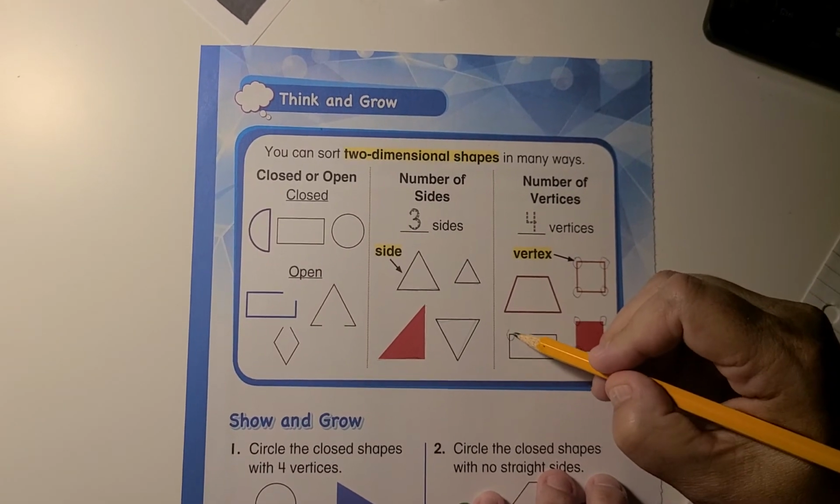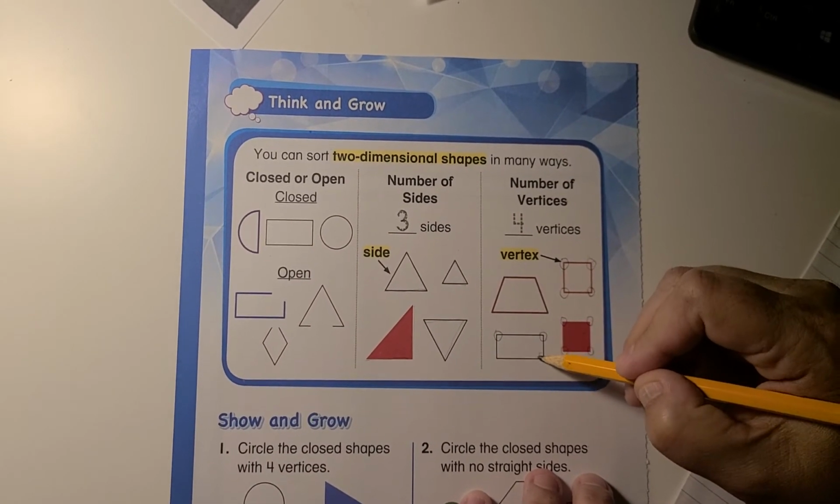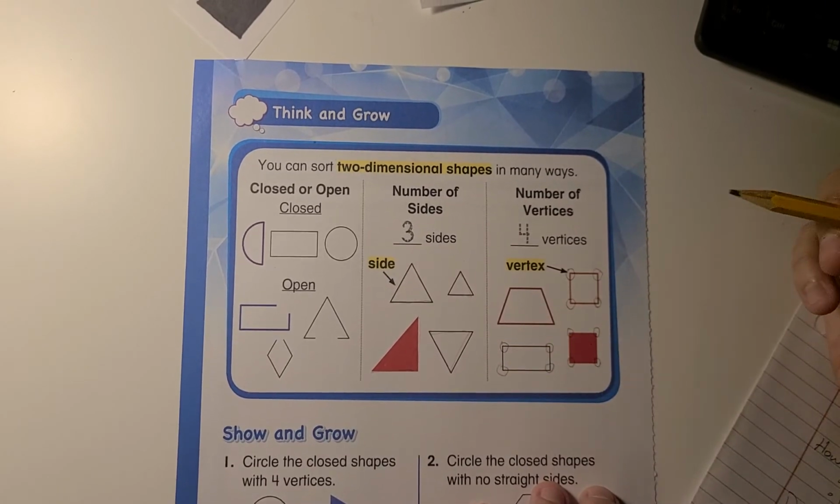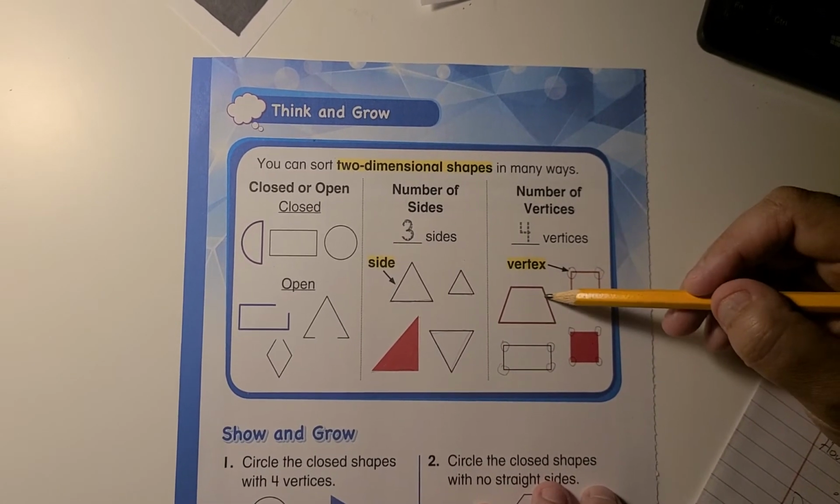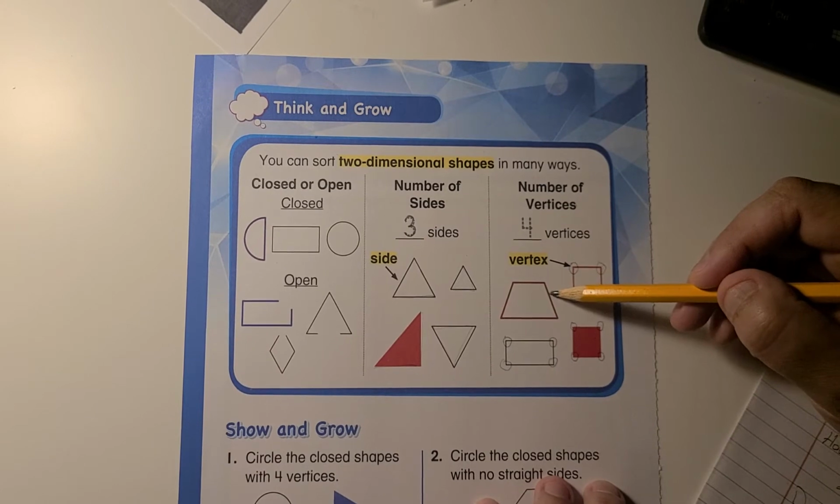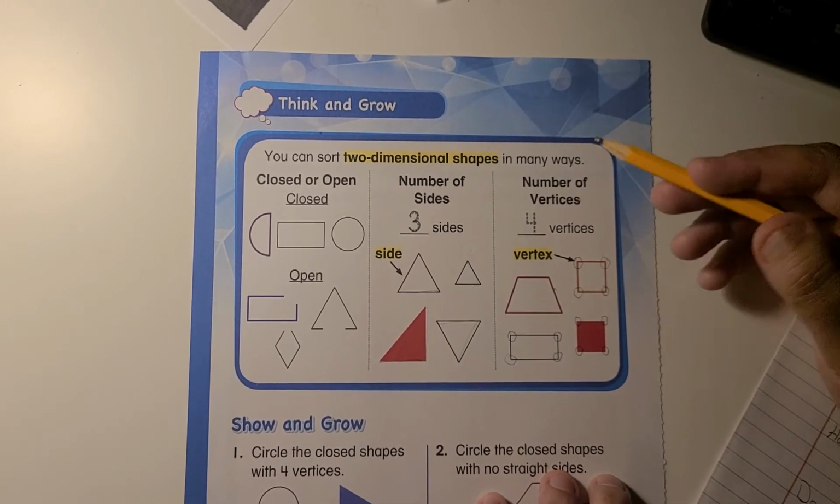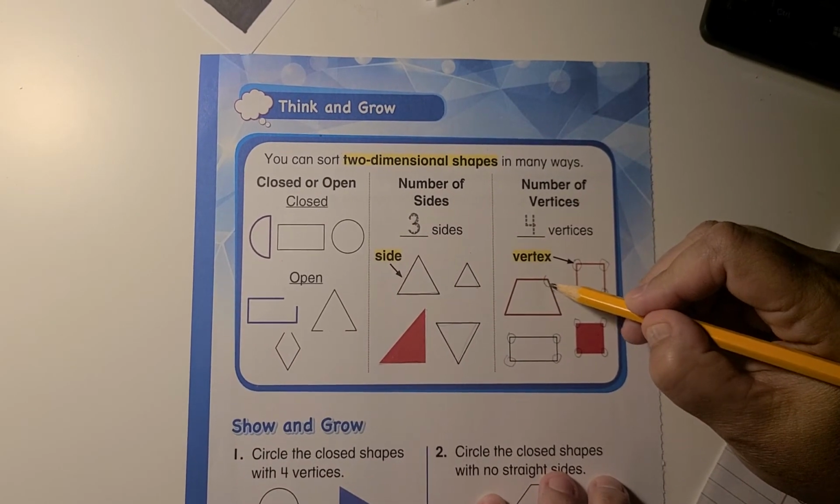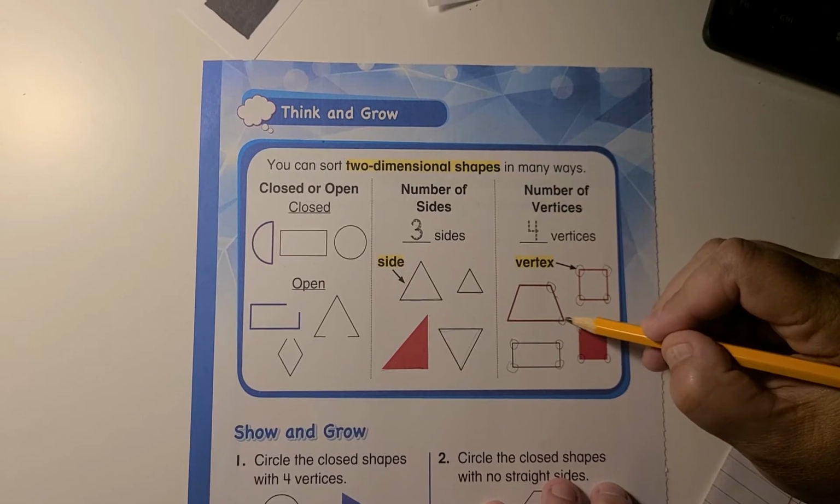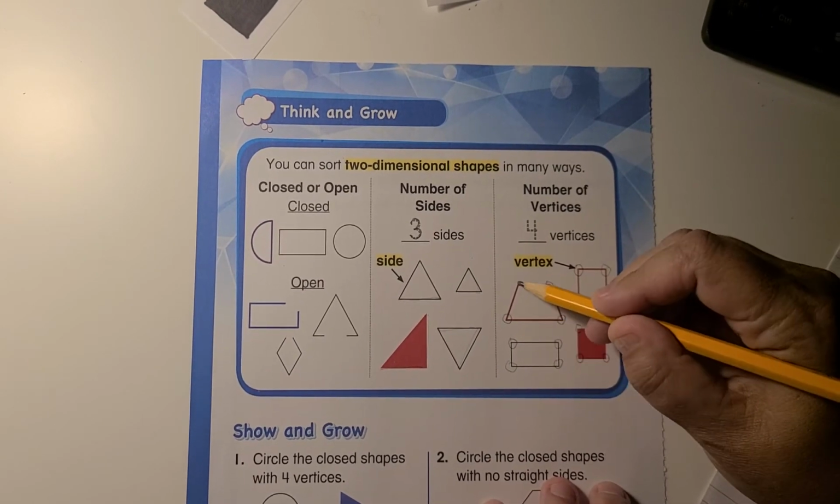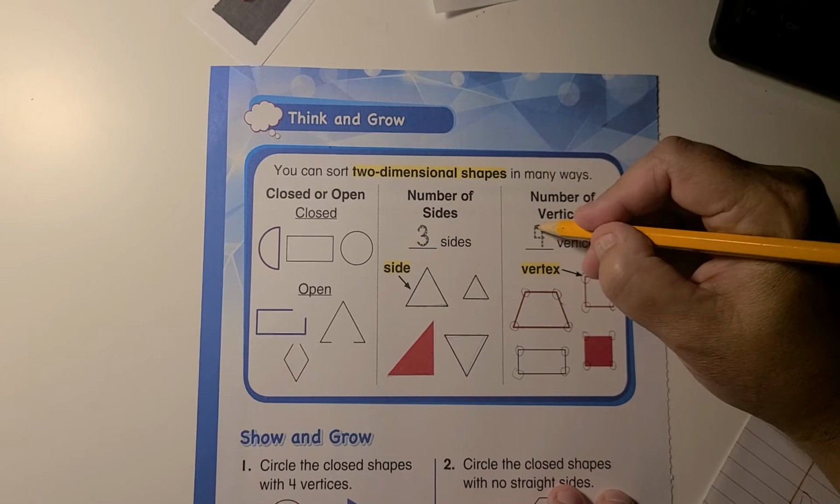How about this rectangle? Yep, it's got 4 too. How about this shape? Do you remember what this is called? This one is called a trapezoid. And it also has 4 vertices. So I'm going to write my number 4.